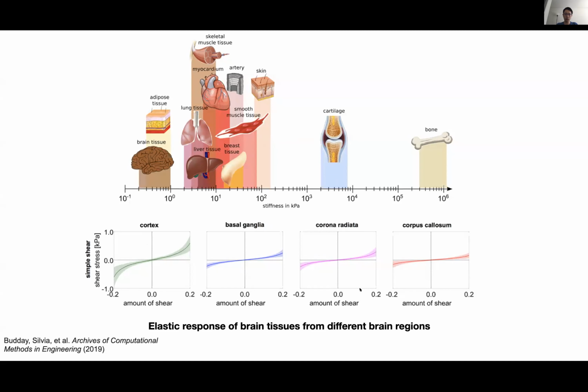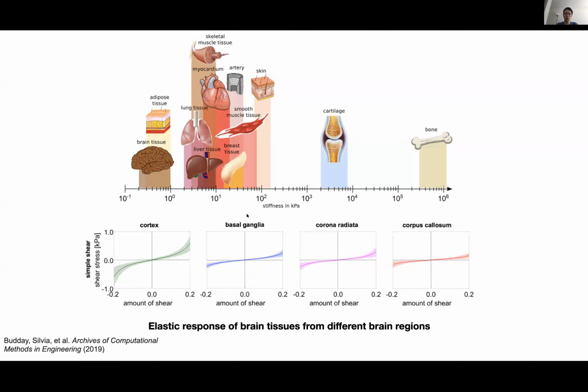And in this figure at the bottom, I'm just showing for brain tissues from different brain regions, the shear stress as a function of the applied shear strain. And as you can see, these brain tissues can experience large deformation, and these stress-strain curves actually are pretty nonlinear. And so this linear elastic theory cannot actually apply to study the mechanical properties of biological tissues. So we need to resort to some kind of nonlinear theory, and this neo-Hookean model is just one of the simplest nonlinear theories we can use.